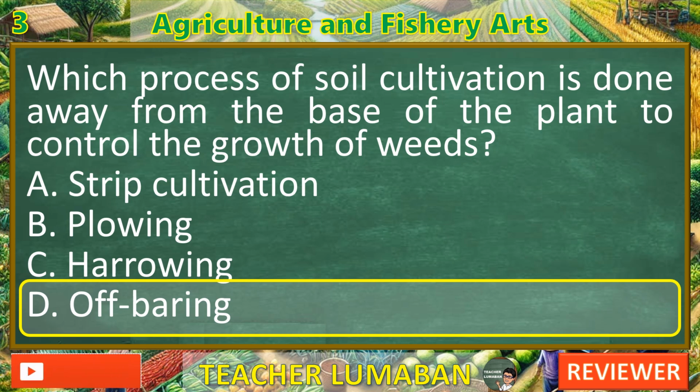D. Off-bearing, this is a soil cultivation practice done specifically to remove soil from around the base of the plant to help control weed growth. By loosening the soil and moving it away, it disrupts the weeds and helps prevent them from competing with the main crop for nutrients. Therefore, off-bearing is the correct answer, as it specifically refers to soil cultivation away from the base of the plant to control weed growth.